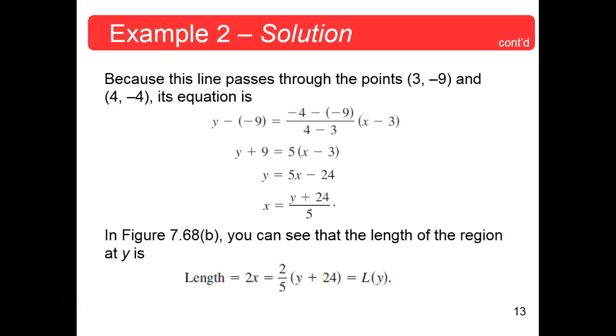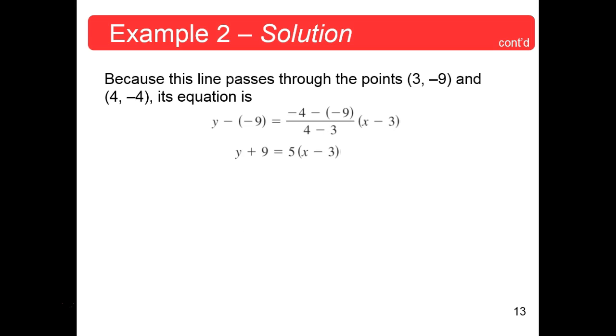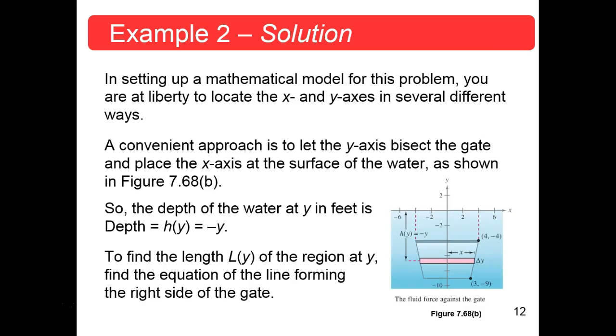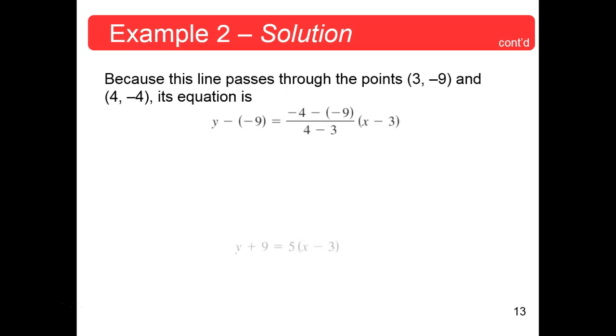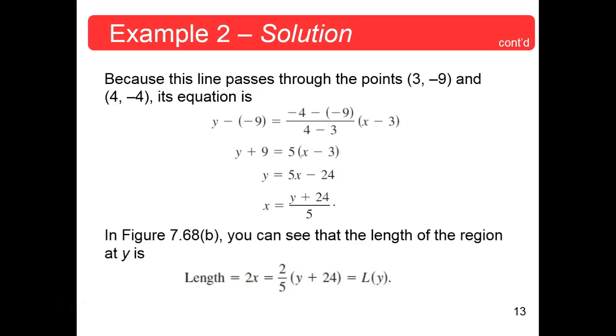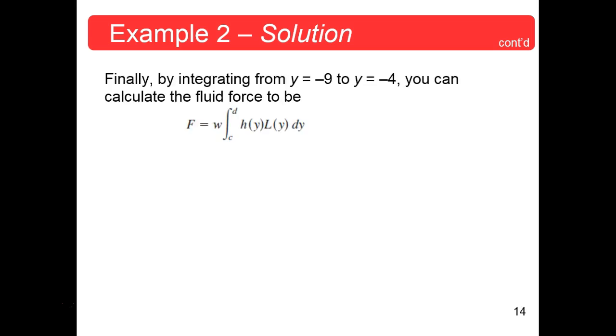Now, you can see the length of the gate is exactly twice that. You see, we were going from this figure here, where this was your x, using these 2 points, that's your x. But the width here is twice x, so 2x is what you need. So that's where you came up with the 2/5 times (y plus 24). That's the length of that increment, that little bar across there.